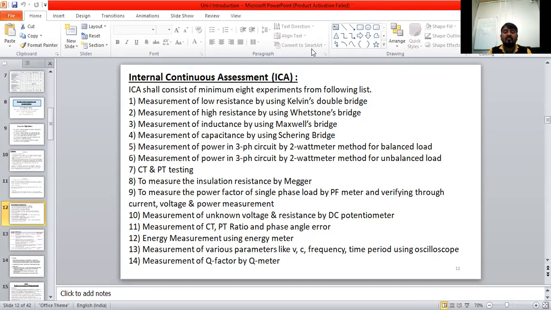Next, measurement of current transformer and potential transformer ratio and phase angle error. This belongs to the fifth unit, where CT and PT come in. In the fifth unit there is already one CT PT testing, and here we have to measure the ratio and phase angle error. The 12th one is energy measurement.